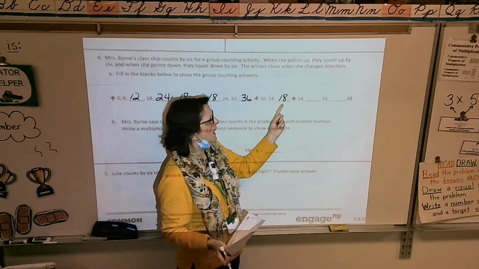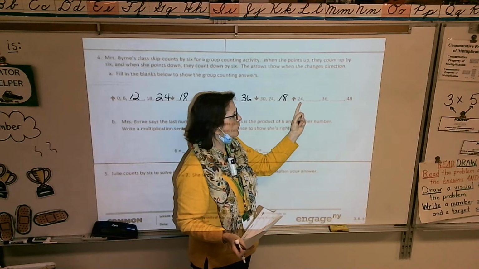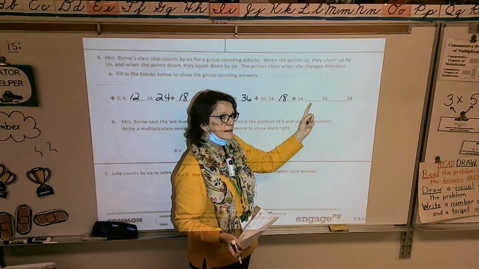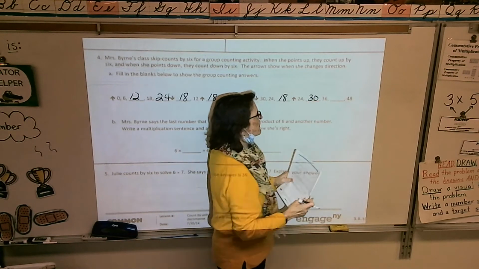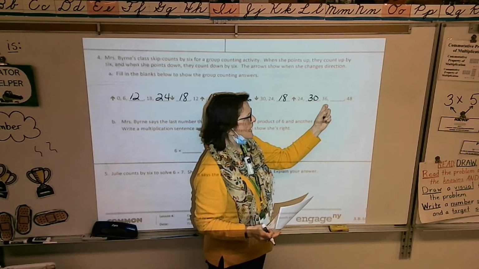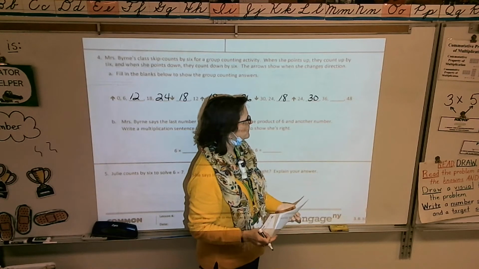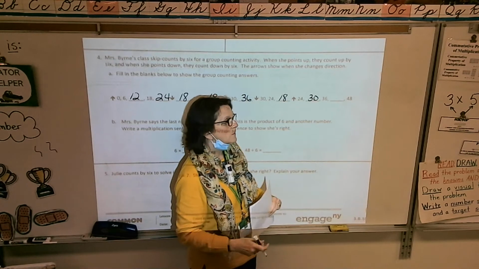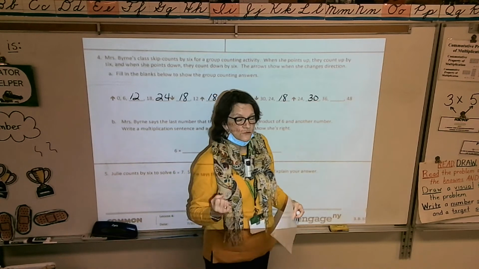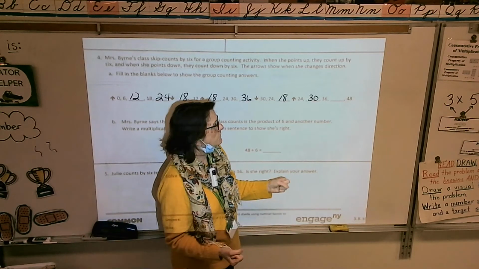Okay, we're going back up again, so 18 plus 6 is 24. We're still going up. 24 plus 6 is, you said 30, you are correct. 30 plus 6 is 36. And then add another 6 to 36. What will you get? 36 plus 6 is 42. Now remember, you can count on, you can use your fingers. That's a strategy you learned way back in kindergarten and first grade.